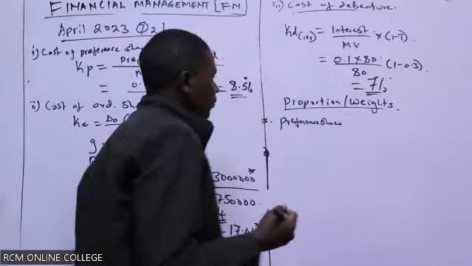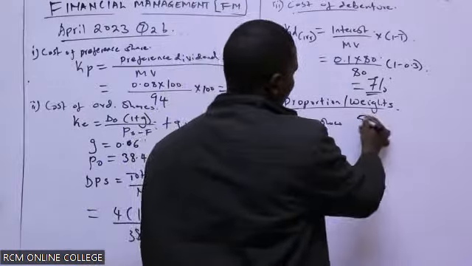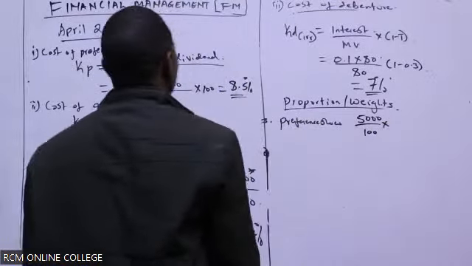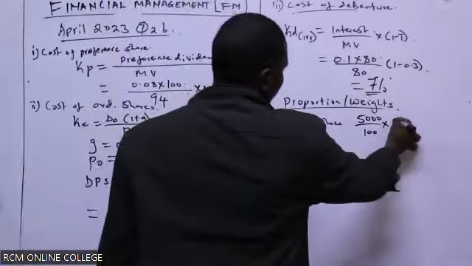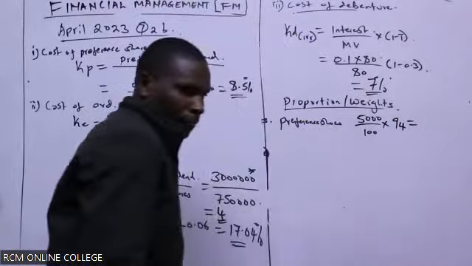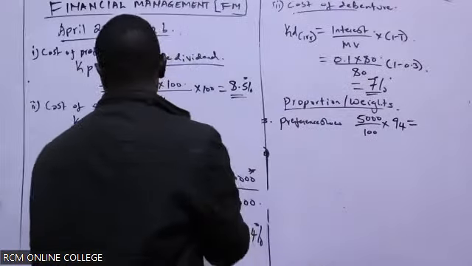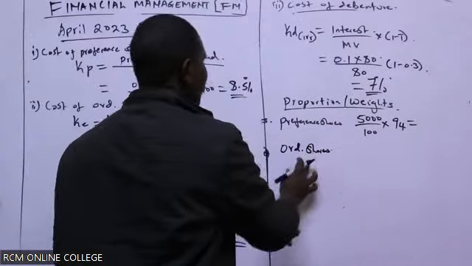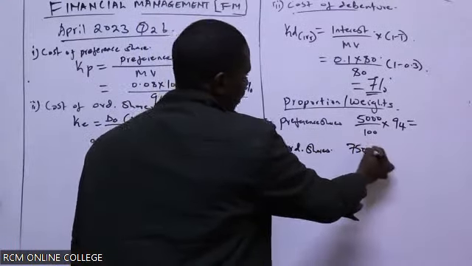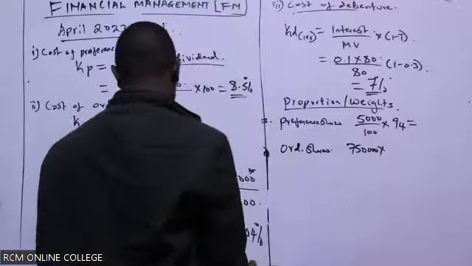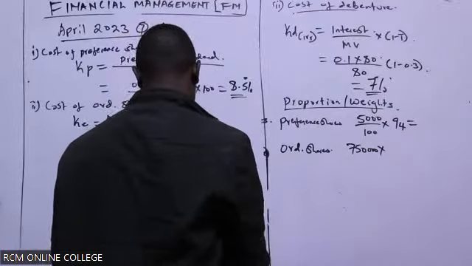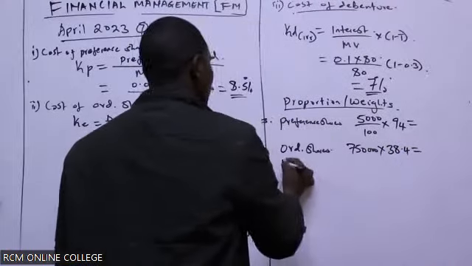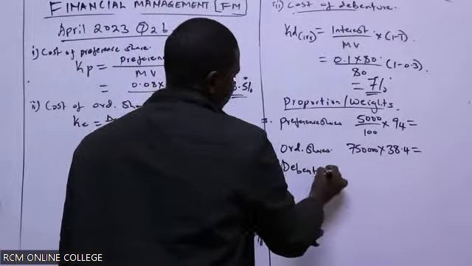Preference shares, we have 5,000 there. Par value is 100 and market value is 94. Okay, get something. Then let's go to the next one, the ordinary share. Ordinary share class, we already have my number of shares, 750,000. So this I will just multiply by the current market price, which is 38.4. And then let's go to debenture, value of debenture.